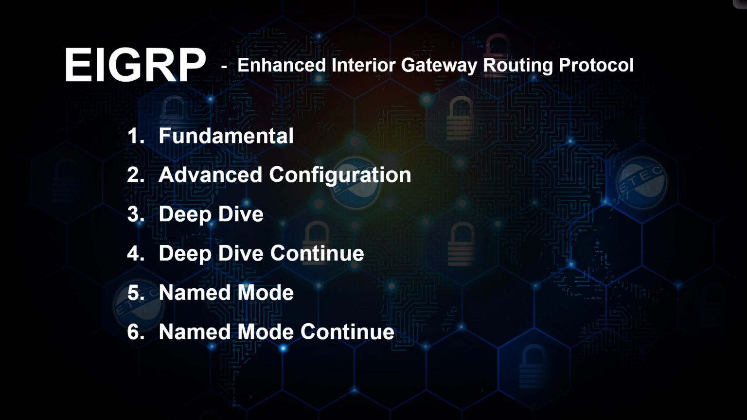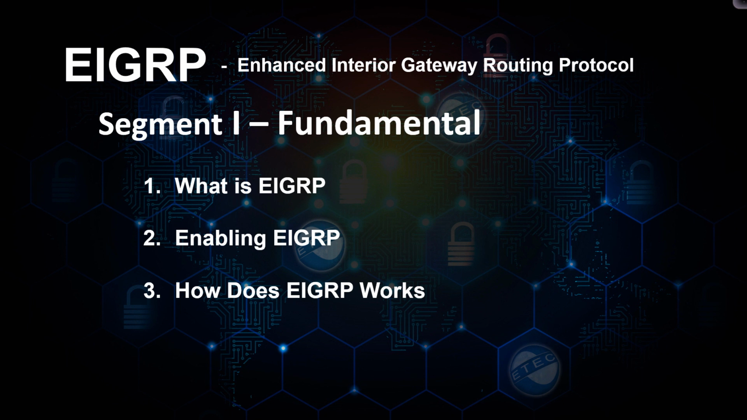To fully cover EIGRP and its evolution, we have to break up the lecture into 6 video segments. So let's review what's in these segments. Segment 1 is the fundamentals of EIGRP. Here we'll cover what is EIGRP, why the development of EIGRP was necessary, and what makes it special over other dynamic routing protocols. Next, we enable EIGRP using basic configuration, and last we'll go through how EIGRP works.